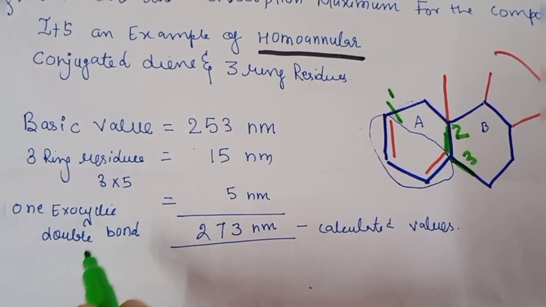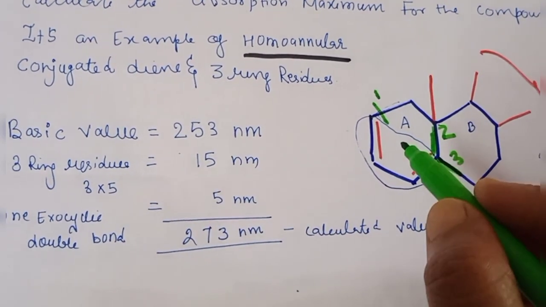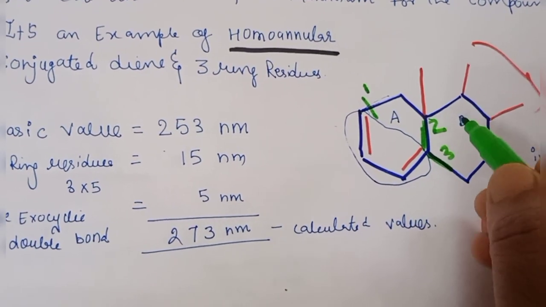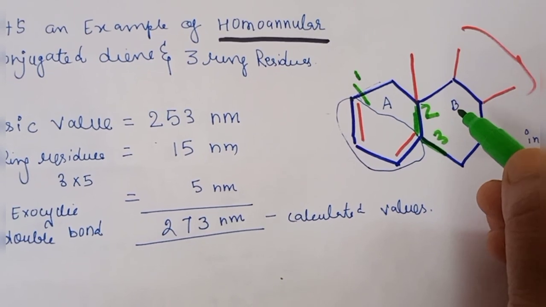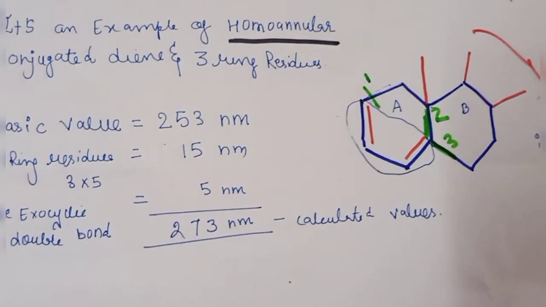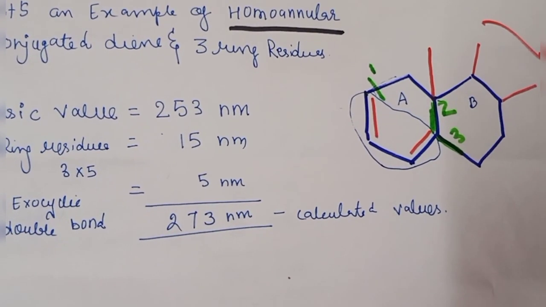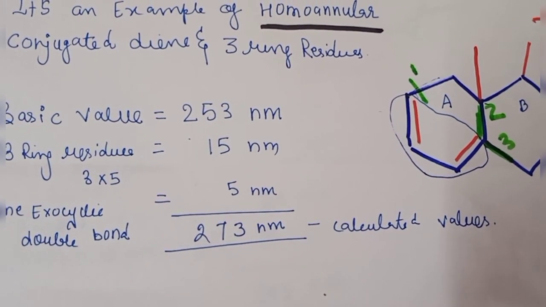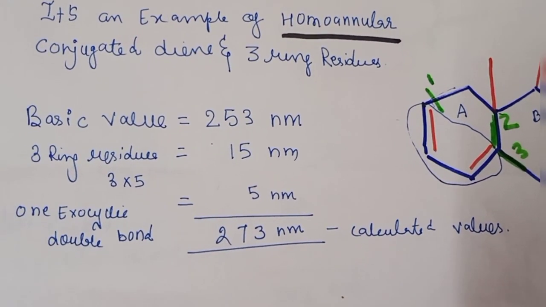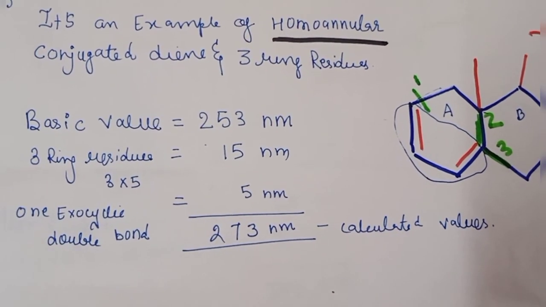Now one exocyclic double bond. So you see here, these are two ring A and B. So for B ring, this double bond is exocyclic because this is present outside the ring. So for one exocyclic double bond, what increment are we giving? +5. So our total value will be 273. Calculated value, observed value may differ by 1 or 2 nanometer.